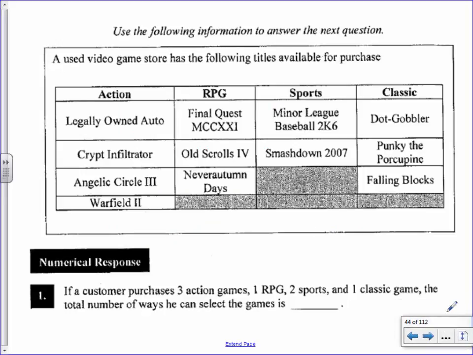Well, you're going to buy some video games. By the way, I really like some of these names if you have a chance to read them. I think my favorite one is Legally Owned Auto. Grand Theft Auto. Legally Owned Auto. Dot Gobbler.